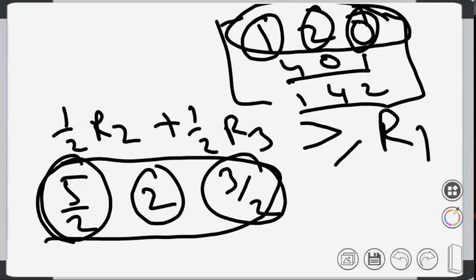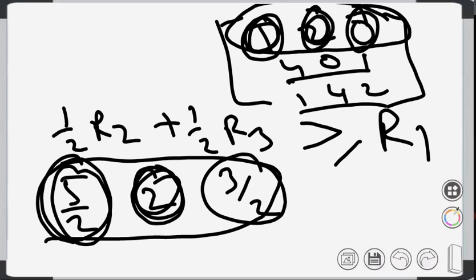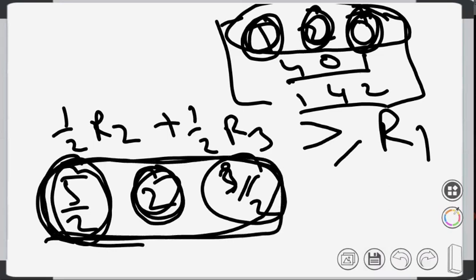This convex combination is greater than or equal to R1. So I am comparing position-wise. I am comparing 5 by 2 strongly with 1, this 2 with this 2, and this 3 by 2 with 0. So this particular convex combination is greater than or equal to the value of R1. Hence, I can say that R1 can be dropped. So that is the meaning of convex combination. Is it okay? Have you followed?